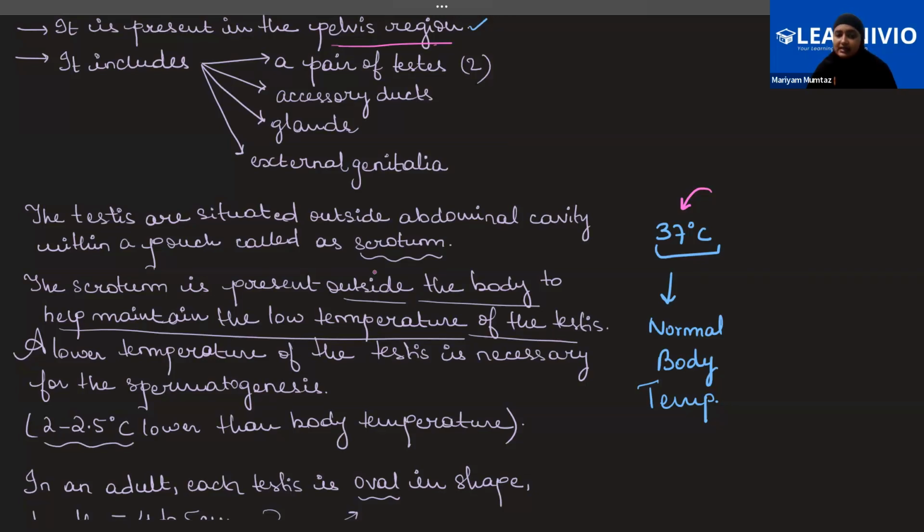Now, testes are those organs in which the sperms are produced. The formation of sperm requires a 2 to 2.5 degree lower temperature than the body temperature. So it requires about 35 degrees Celsius. And because of that very reason, the scrotum is present outside the body to maintain the low temperature of the testes. A lower temperature of the testes is necessary for spermatogenesis. Spermatogenesis means formation of sperm. Clear? So this is the reason why it is located outside the body. This is a very famously asked question.